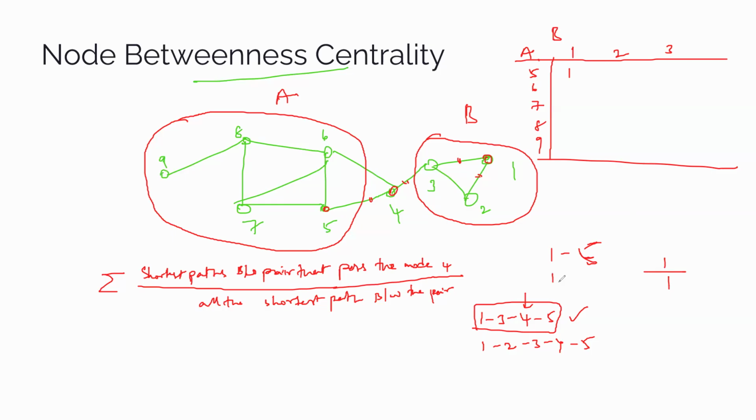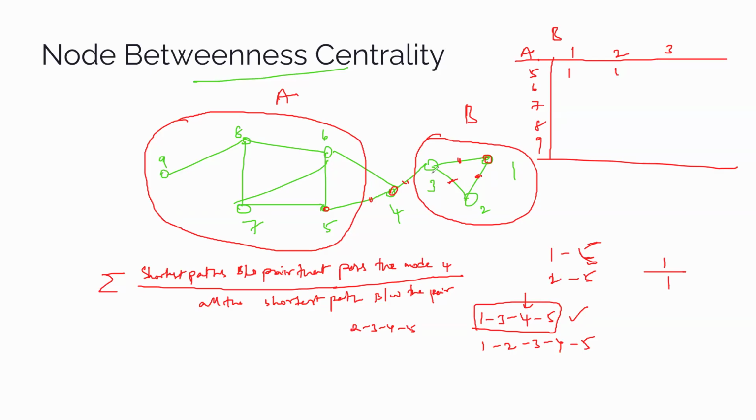Similarly, I'll have to look at 2 to 5, my bad. Let's stick to 2 to 5. Again, from 2 there are two connections. One is 2 to 3, 3 to 4, 4 to 5. The other one is 2 to 1, 1 to 3, 3 to 4, and 4 to 5. So again, I have only one shortest path from 2 as well.